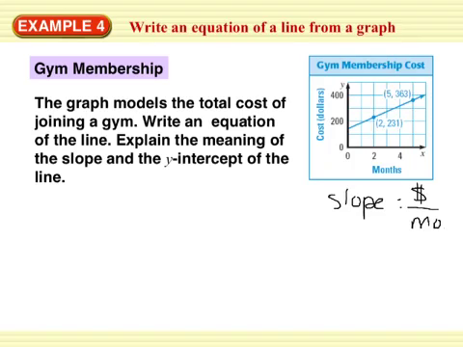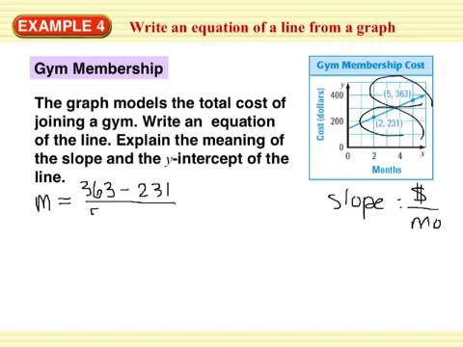Okay? Write an equation of the line. That means the first thing I have to do is find the slope. And I have these 2 points. So I'm going to do y2 minus y1, 363 minus 231 over 5 minus 2, and everything stays positive. That gives me 132 over 3, which is 44.